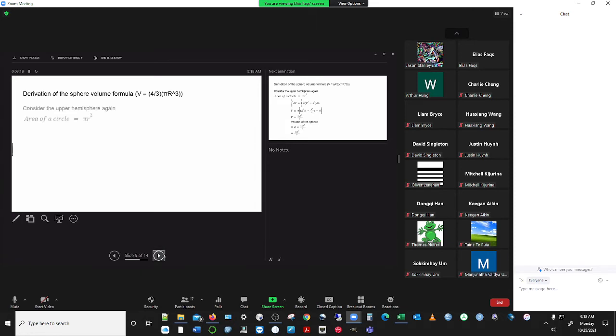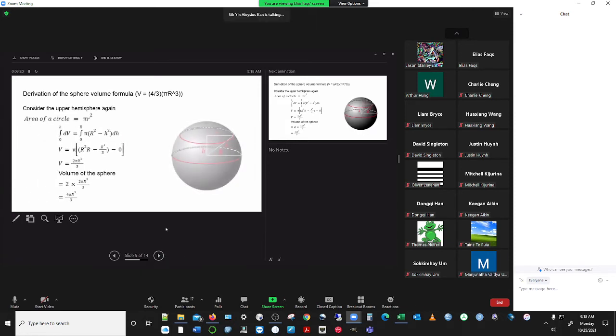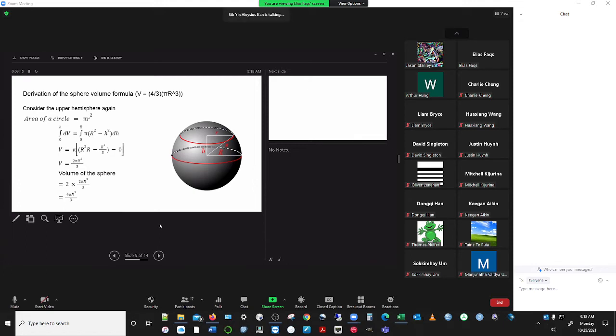Next page. As we all know, the derivative of volume is the area of a circle. The area of the circle is equal to pi r squared. So let's integrate pi r squared, and r squared is equal to capital R squared minus h squared. By some calculation, we can get V equal to 2 pi R cubed over 3. Again, we need to multiply it by 2, which becomes V equal to 4 pi R cubed over 3.